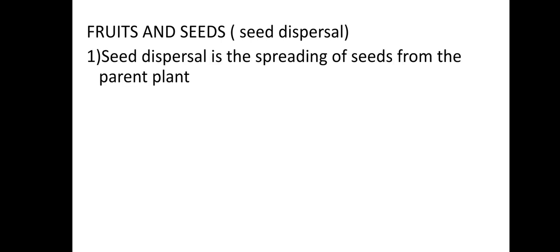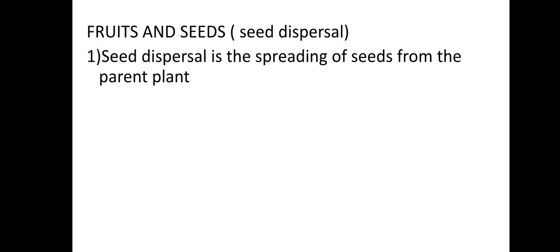Then fruits and seeds. So here, seed dispersal. Seed dispersal is a spreading of seeds from the parent plant. Instead of all the seeds developing into new plants next to the parent plant, they will be moved from the parent plant to other places. This is known as seed dispersal, moving of seeds.